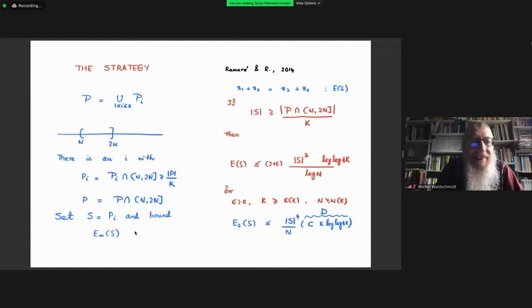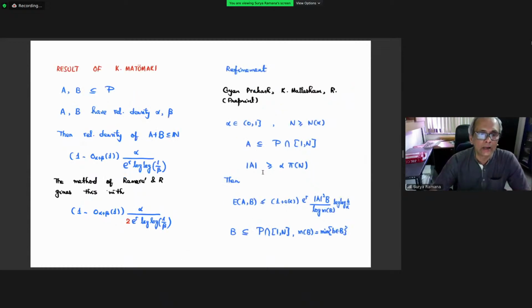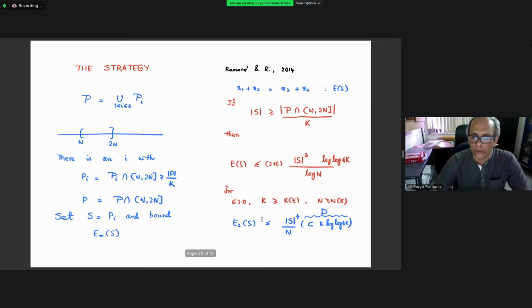So you see, therefore, this is the strategy for obtaining the results that I have mentioned. Now the question is, how do I bound this additive energy? This is the result that we had with Olivier. If you take a set of primes which is large enough in between n and 2n, then its additive energy is bounded by s cubed log k by log n. This is basically the best possible bound that one can get. So the problem was reduced to bounding the additive energy, and this is the bound that we had.